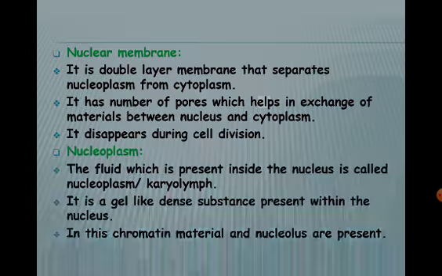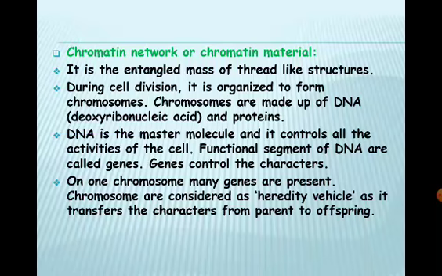Then the chromatin network or chromatin material is an entangled mass of thread-like structure. During cell division, this thread-like structure is organized into one rod-like unit, called a chromosome. This chromosome has many DNA. DNA is expanded as deoxyribonucleic acid. So the chromosome is basically made up of two things: DNA and proteins, specifically histone protein.